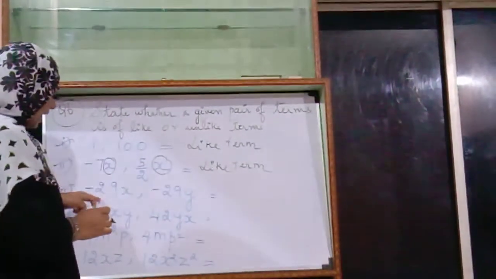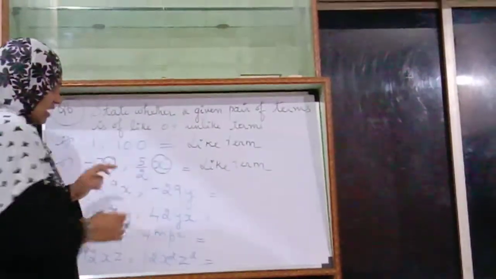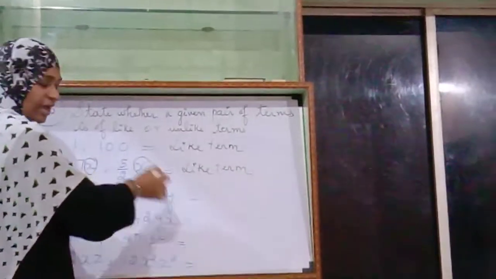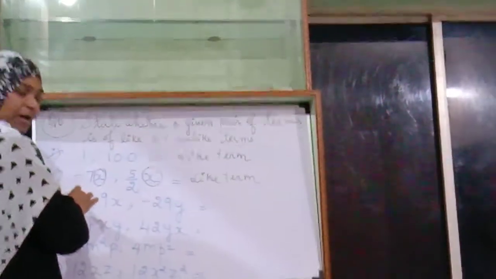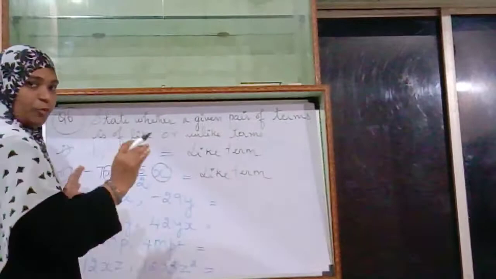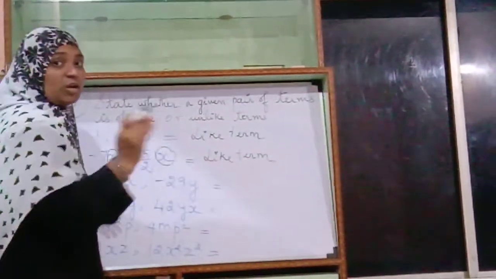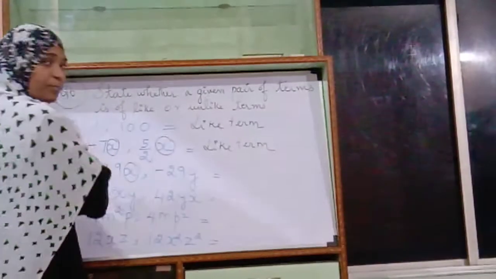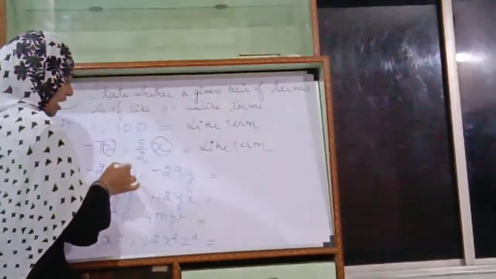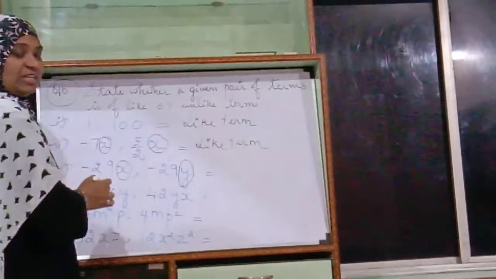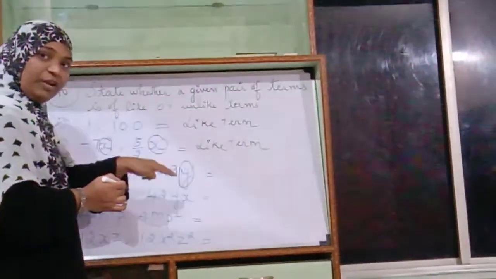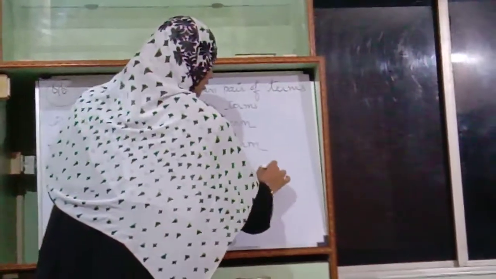Alright. The third question is minus 29x and minus 29y. Here again you have a minus, no problem. Same number does not matter, even a different number does not matter. The main point is that you have x in one set and you have y in another set. Both these are different, so this is called an unlike term.